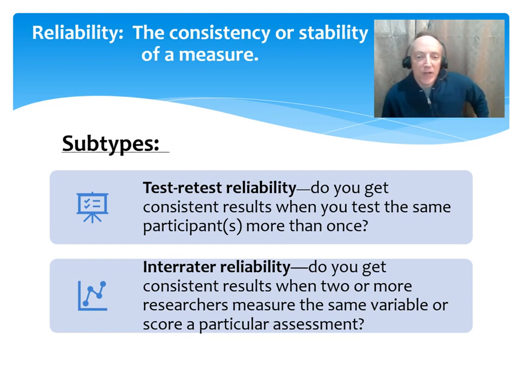Another subtype is known as inter-rater reliability. So this applies to when you have different researchers measuring the same kind of variable. So if two different psychologists were to gather this data of the same people, would they get the same results? Would each of those raters end up with consistent results? That's what's known as inter-rater reliability.